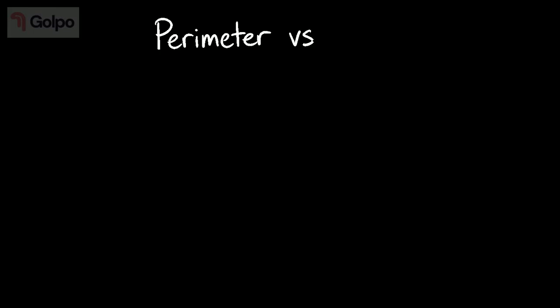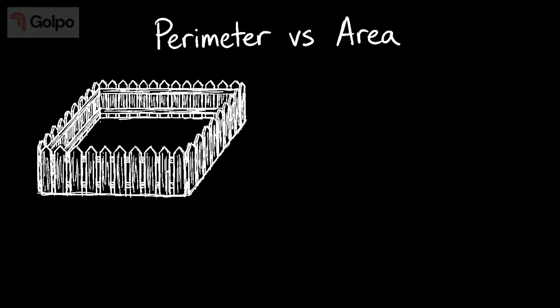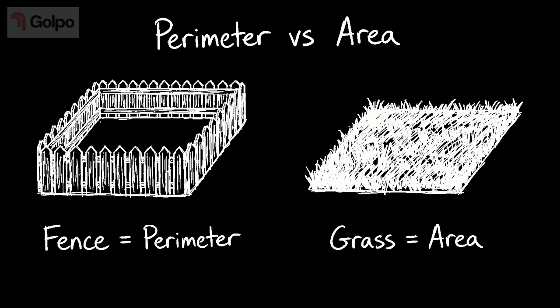Perimeter and area both measure a shape, but they measure different things. Perimeter means the distance around the outside. Area means the space inside. Think of a fence around a yard for perimeter and grass covering the yard for area.